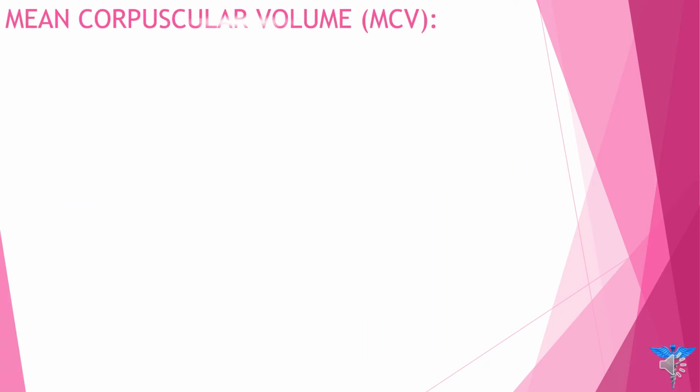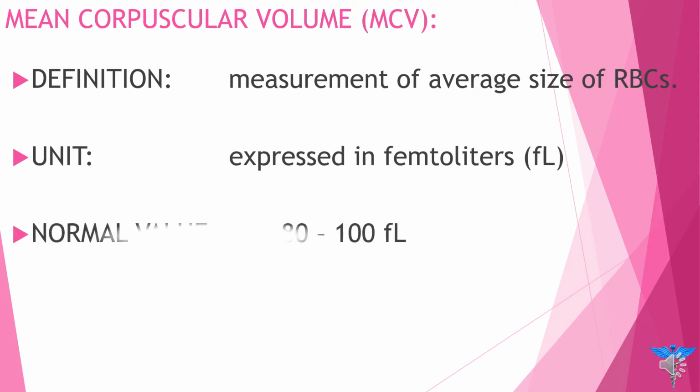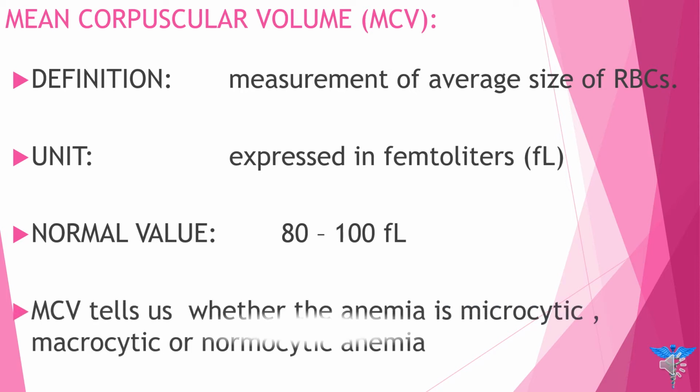The first one is the mean corpuscular volume, which, as I told you in the previous slide, shows us the size of the red blood cell. It is expressed in femtoliters, and its normal value lies between 80 to 100 femtoliters. If the MCV value lies below 80 femtoliters, it indicates microcytic anemia. If it lies above 100 femtoliters, it indicates macrocytic anemia. If it lies between 80 to 100 femtoliters, it shows normocytic anemia. So in short, MCV tells us whether the anemia is microcytic, macrocytic or normocytic.